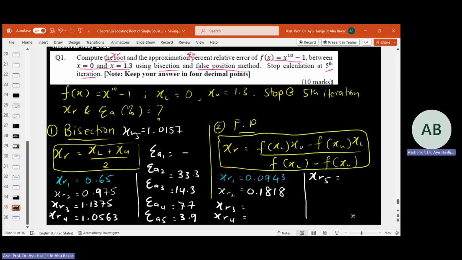I share with you the answer for bisection, XR and the EA. You can check your answer. Then you can proceed with false position. Later share with me your answer for the false position.